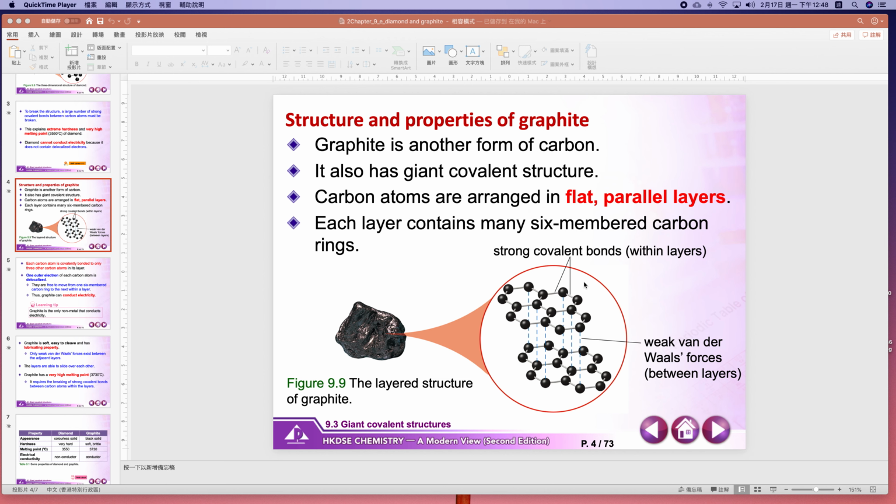Go back to the structure. As the carbon atom can form covalent bonds with 3 others, the carbon atoms form covalent bonds, and this results in a layer structure, and each layer consists of numerous hexagons. So that's why we can say the structure is a layered structure.